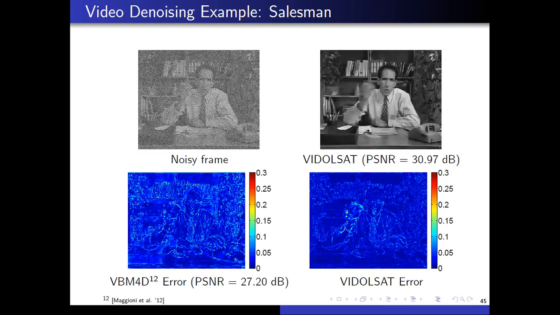So the leader in the field until recently was an algorithm called VBM4D. And this is the error signal. This is the recovered image minus the reference, which is a clean image. And these are errors in the result. The signal-to-noise ratio is 27 point something dB. We applied our algorithm to this. We call it VIDOSAT.